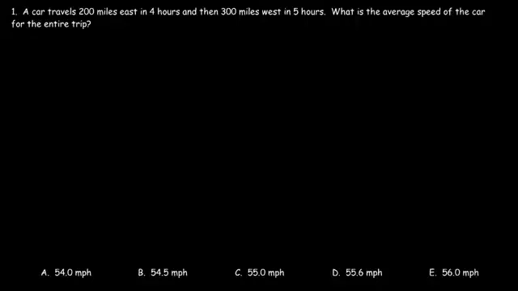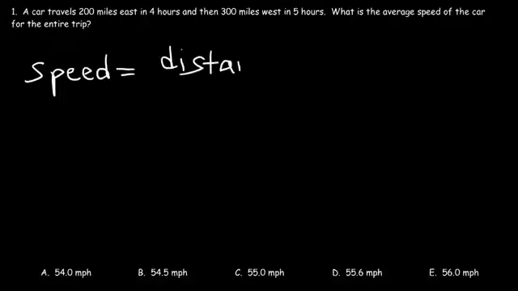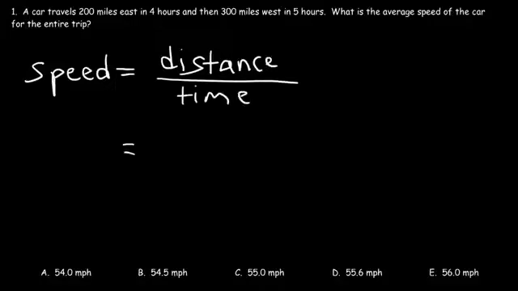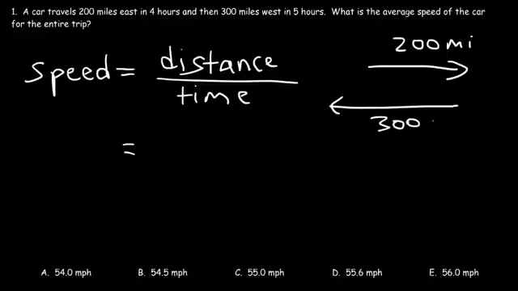Number 1, a car travels 200 miles east in 4 hours and then 300 miles west in 5 hours. What is the average speed of the car for the entire trip? Average speed is equal to the total distance divided by the total time. So what's the total distance in this problem? The car traveled 200 miles east, and then it went 300 miles west. So it traveled a total distance of 500 miles.